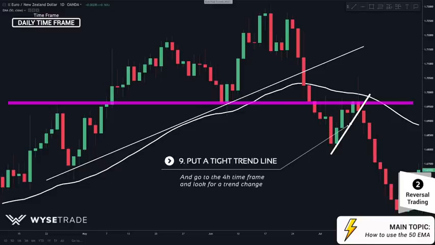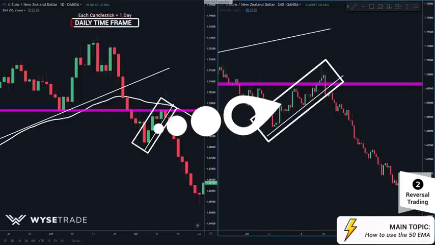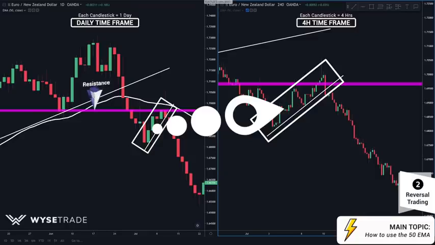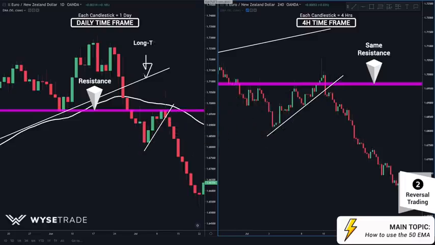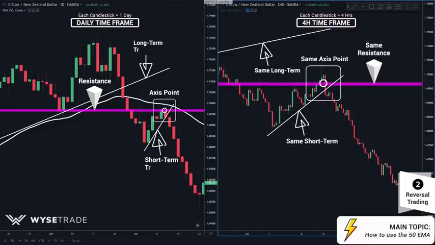So let's put the daily and 4-hour time frames side by side. Here on the left is your daily time frame, and here on the right is your 4-hour time frame. Here is the resistance level on the daily time frame, and here is the same resistance level on the 4-hour time frame. Here's the daily long-term trend line. Here's the same long-term trend line. Here's the daily short-term trend line. Here's the same short-term trend line. And here's your axis point. Here's the same axis point.